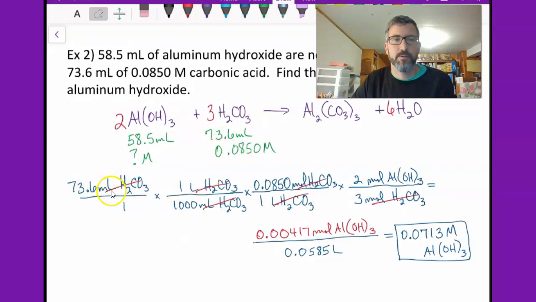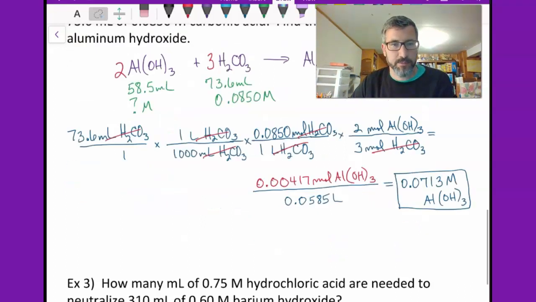So we started with 73.6 milliliters of H2CO3. We converted that to liters and then to moles using the molarity, and then we went to moles of aluminum hydroxide using the balanced equation. I got 0.00417, and then I divided it by my liters. And don't forget that your volume was given to you in milliliters, so I divided by 1,000 before I did my division for molarity.